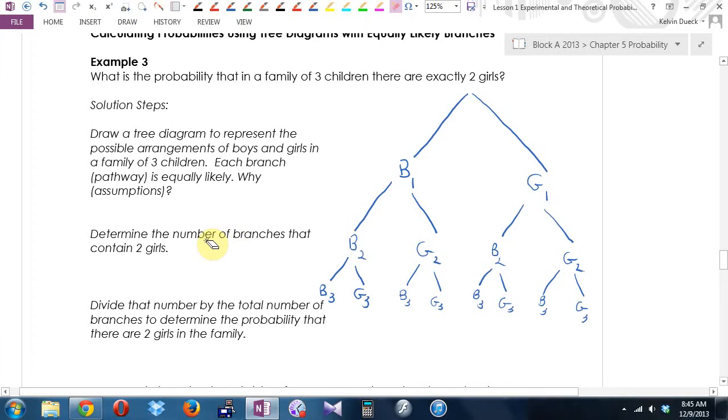So looking, how many of these branches contain exactly 2 girls, no more, no less? Well, I think that one there, yes? Follow it down. I think this one here, and I think this one here. Follow it down.